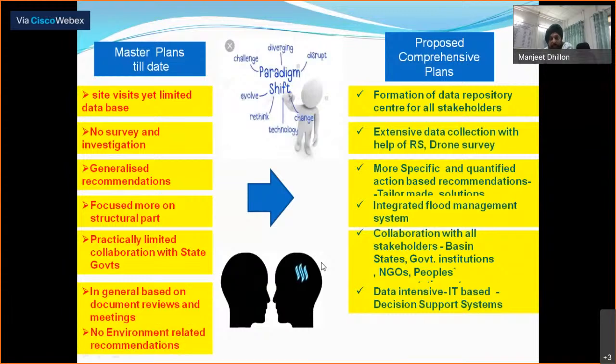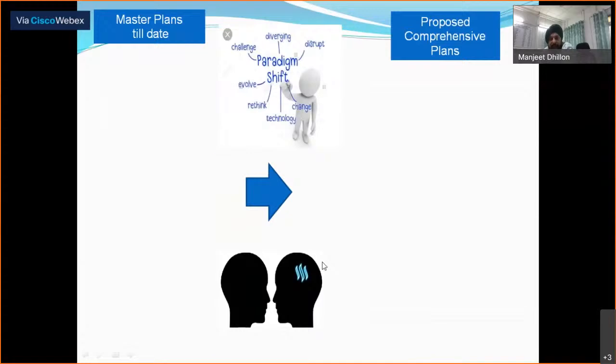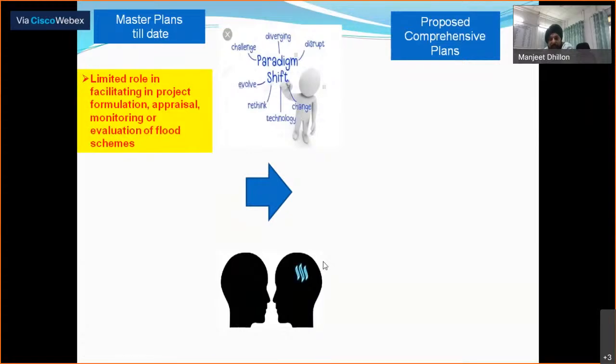In document reviews and meetings, there is no environment-related recommendation. We need conservation of the river environment also. That's a major issue nowadays, and they have a limited role. Well, what happens is that project people prepare a PPR, then they send it to us, then we write comments to them, and they reply, comments and reply, the cycle follows. When the aim of both of us is the same, that is having a good project, then why can't we work in collaboration? That is a bit difficult proposition to understand. This whole process will be shortened.